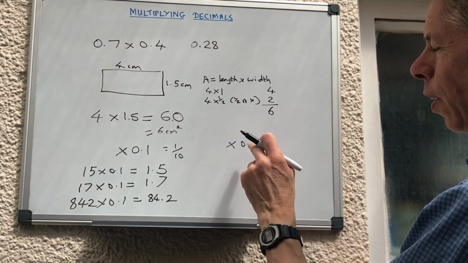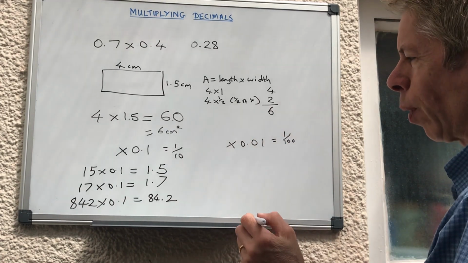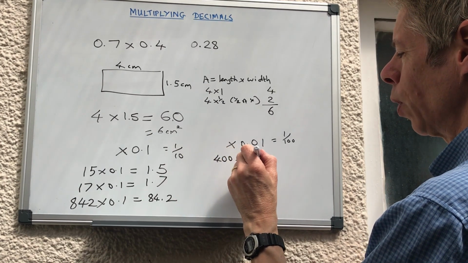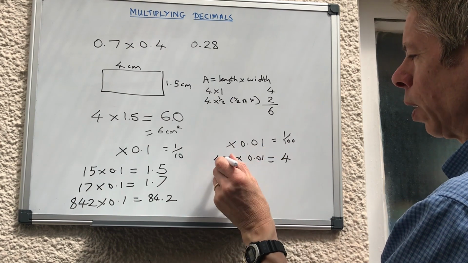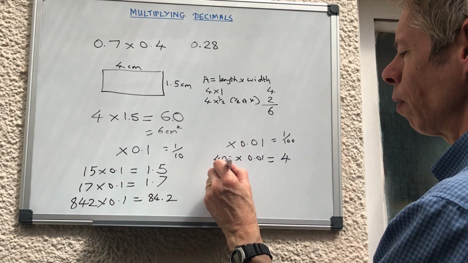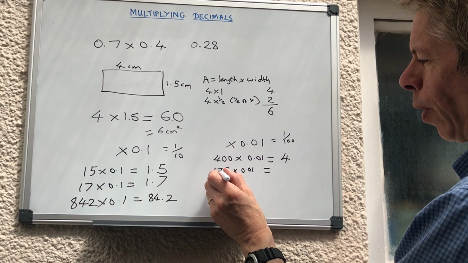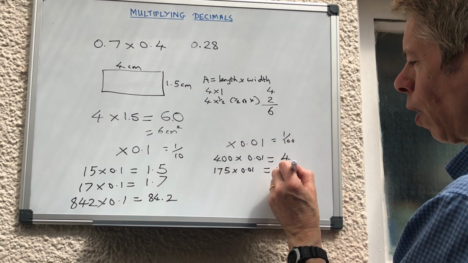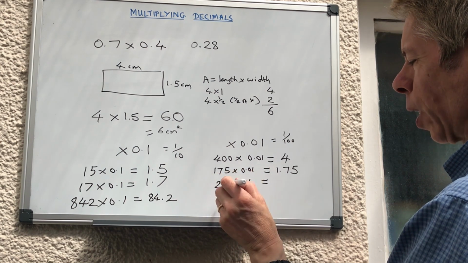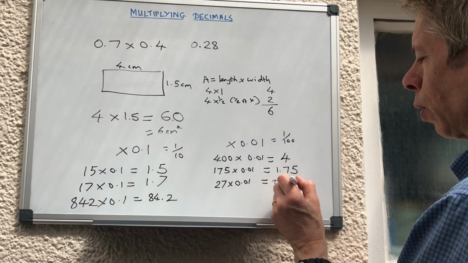Similarly, if you're multiplying by 0.01, that's 1/100th. That's the same as dividing by 100. So if you had 400 times 0.01, that would be 4, because 400 divided by 100 is 4. If you had 175 times 0.01, that would be 175 divided by 100, which is 1.75. If you had 27 times 0.01, you would end up with, divide 27 by 100, 0.27.